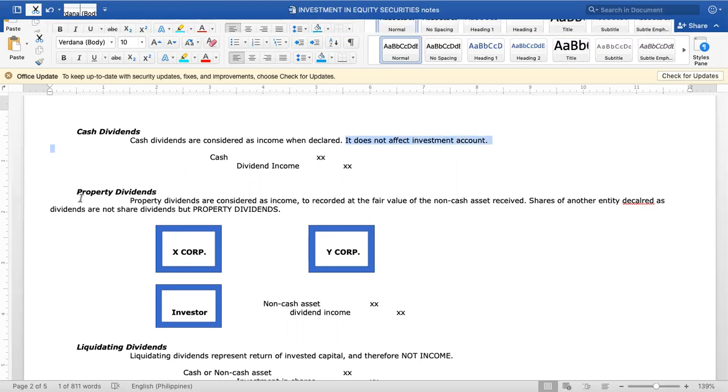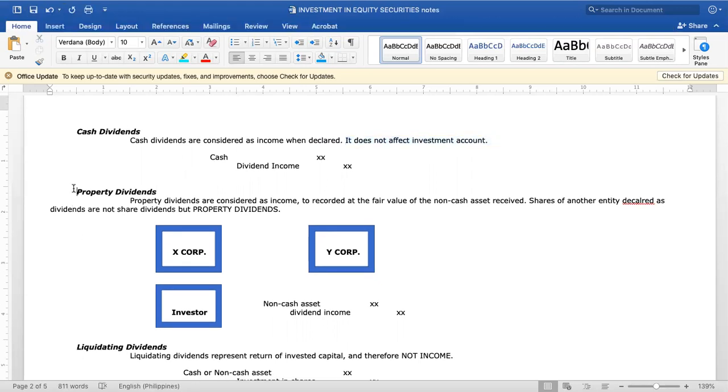The second is property dividend. So instead of receiving cash, you receive property or non-cash asset. So property dividends are considered as income. So it's still an income to be recorded at the fair value of the non-cash asset received. So therefore, the amount of the income is measured at the fair value of the non-cash asset received. So kung unsa na-receive, that's the value of the dividend income.